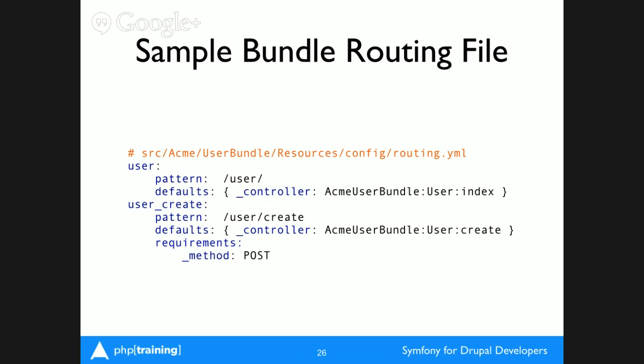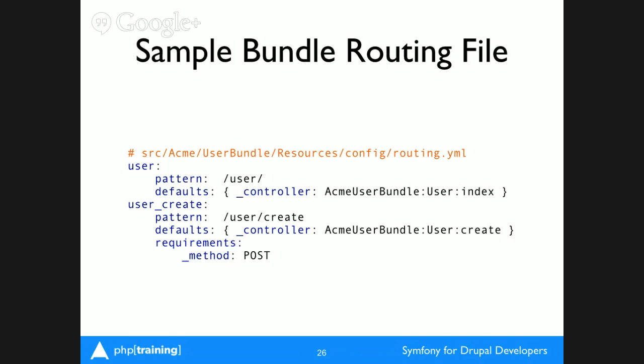Once you're in the bundle, again, so you have source, Acme, user bundle. And then there's a directory called resources, and in that is config. There's also public, where you can keep specific images, HTML, JavaScript, not just HTML, but also your template files, that sort of thing. But also your configuration files. So in this case, the routing file. Each one, again, has to have a unique name that it responds to, unique within the bundle. And so it gives a pattern that it responds to, and then the defaults.